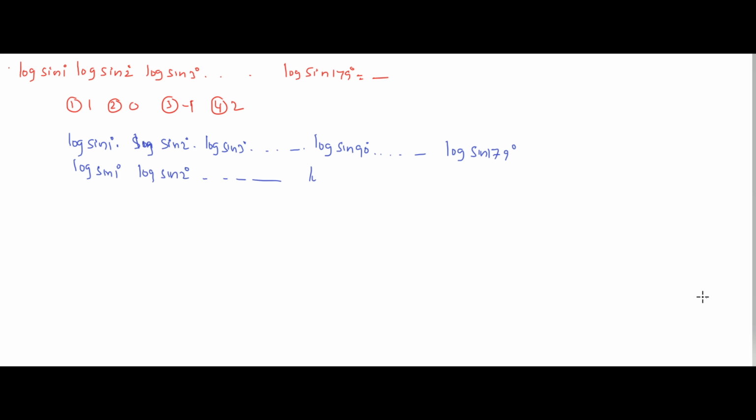Sin 90 value is 1. That is log 1 into up to log of sin 179 degrees. Here log 1 is equal to 0. So 0 into this total value is equal to 0. That is the answer. Second option is the correct answer.